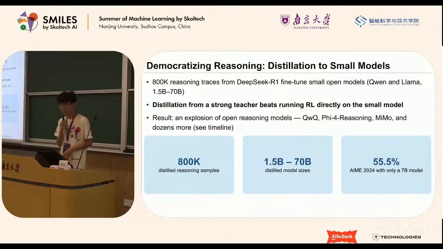To make these capabilities more accessible, DeepSeek distilled 800,000 reasoning traces from DeepSeek R1 to fine-tune small open models such as Qwen and Llama. Distillation from stronger teachers beats running RL directly on these small models. There is also exploration of other open reasoning models, QwQ, Qwen reasoning, MiMo, and more open source reasoning models.